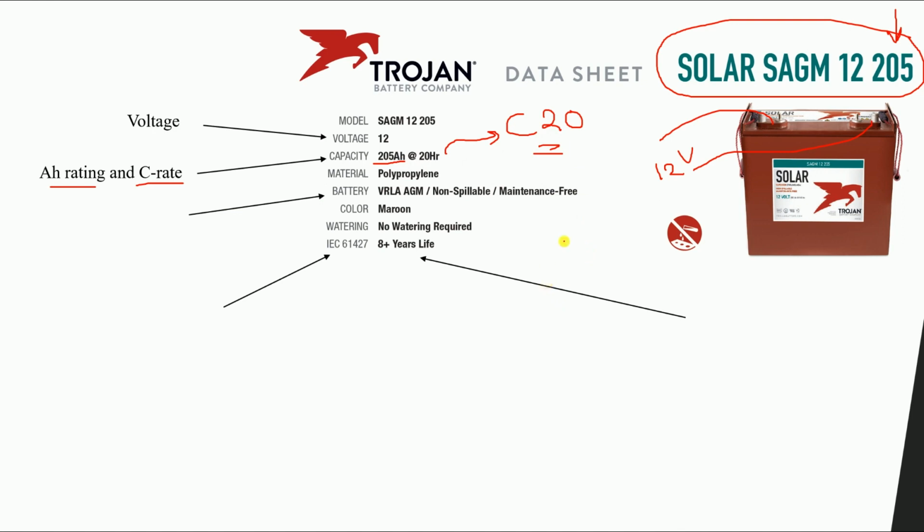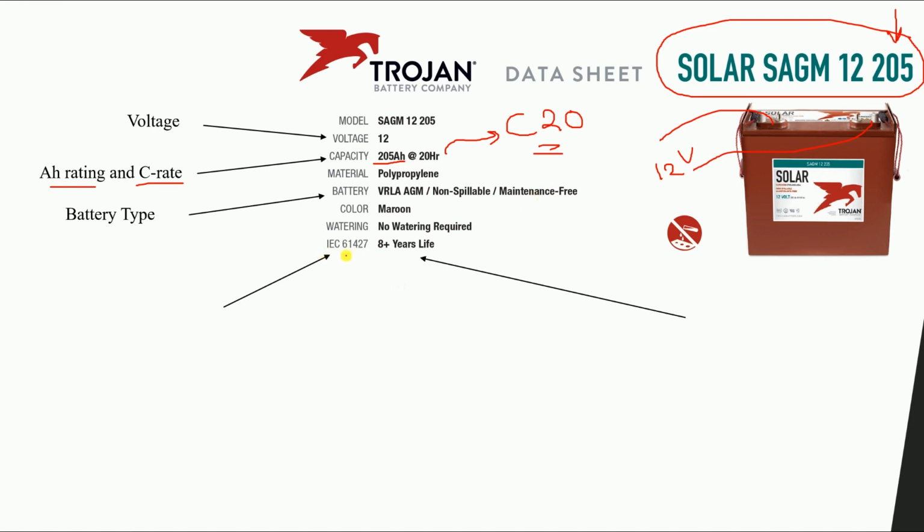Now this capacity will change if the discharge rate changes, as we will see in this video. The third part is the type of the battery. You can see a valve regulated lead acid battery. This valve regulated or sealed type battery is an AGM, or absorbed glass mat. Of course, we said before that a sealed battery like AGM does not require any maintenance.